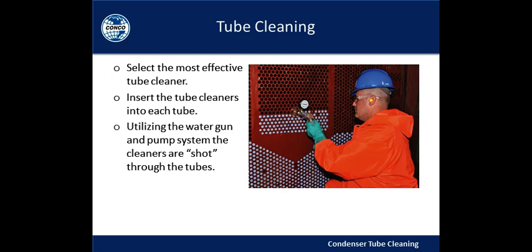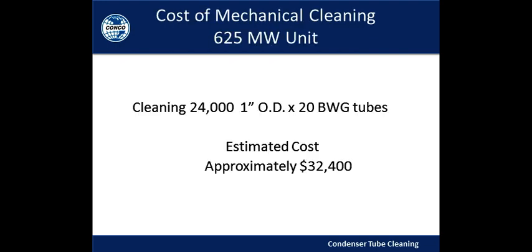Here's a nice photograph of a technician inside the water box shooting condenser tubes mechanically. So he's running 300 psi water at 25 gallon per minute flow. He'll shoot all those tube cleaners through the tubes. They'll go to the outlet end, collect them, clean them up, and use them again. They're reusable, and each tube cleaner can be used from 8 to 12 passes depending on the type of deposits present.